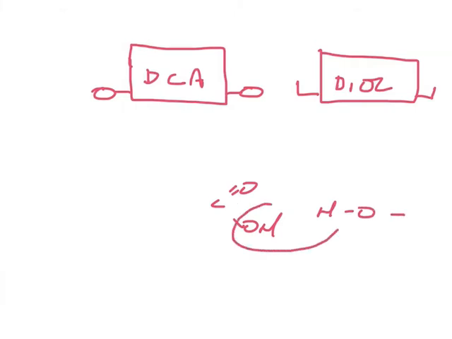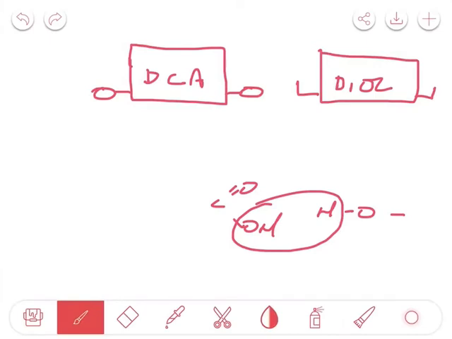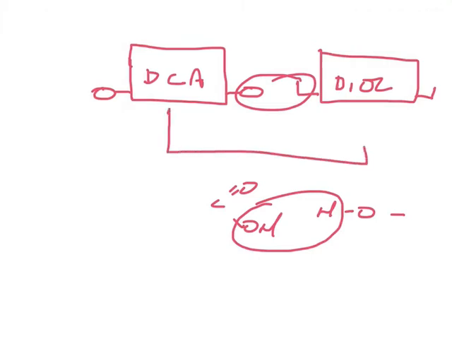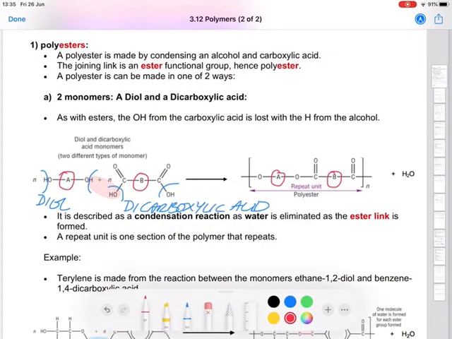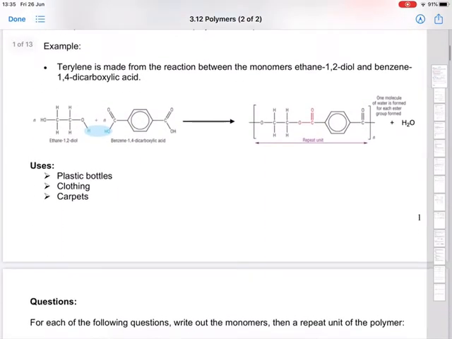And of course, when they join together, they join with the hook and the hoop joining here, and so on and so on. So what you end up with is a repeat unit of a dicarboxylic acid and a diol that make one long repeat unit, which is what we've got here. Okay, there's a couple of examples of these.